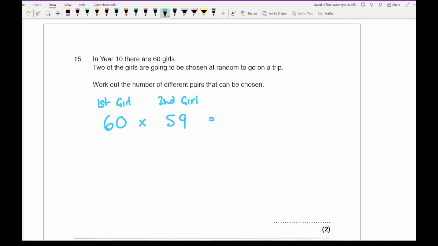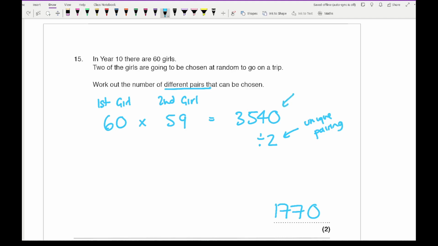Now, the problem with doing this question too quickly, and that gives us an answer of 3,540, is the fact that the question's asking for different pairs. So what we've included is the first girl and the second girl, but also the second girl and the first girl, which would give us the same combination. So what we then need to do is divide this by 2 because we're wanting unique pairings. So that's going to be 3,540 divided by 2, which gives us an answer of 1,770. And the reason why we're dividing by 2 is because we want unique pairings.